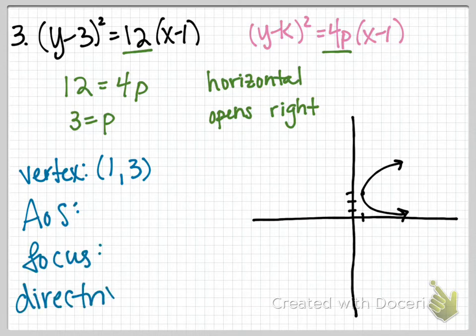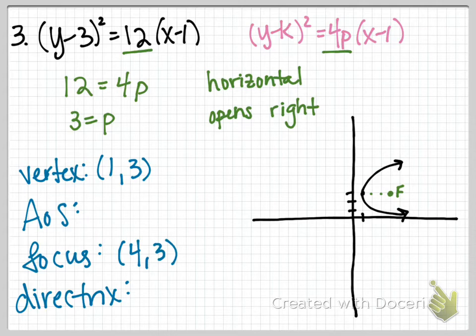Now, the reason why we found P is that it's used to find your focus and your directrix. Remember, the parabola will always open towards the focus, so since my parabola opens right, I go from the vertex 3 in order to find where my focus is. So that is the point 1, 2, 3, 4, comma 3. So that is how I find the focus.